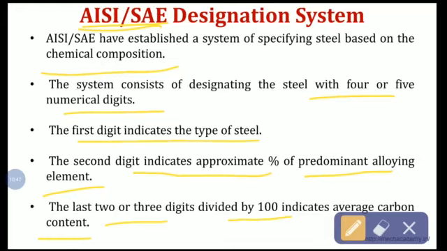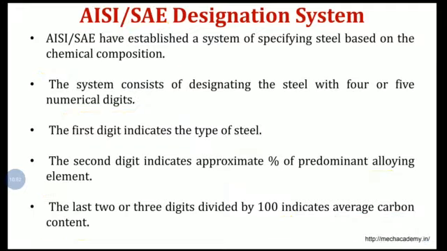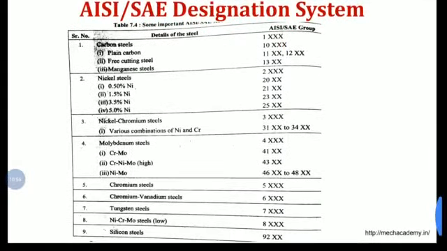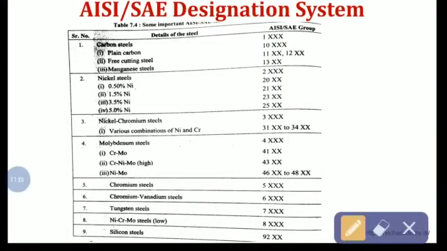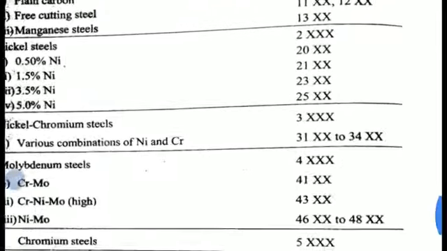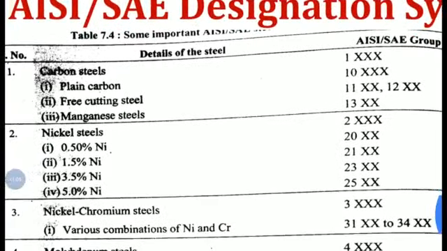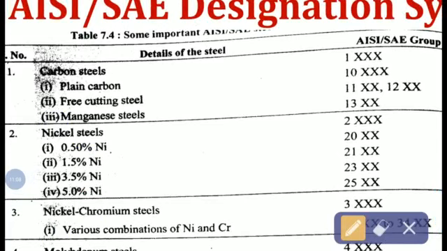Correct. So we'll see the table. So this is AISI SAE Designation System table. So here first you can see carbon steels, correct? Carbon steel is there. So for carbon steel, the first digit is indicated as 1. For plain carbon steel, it is also 1. You check only the first digit, 1, it is 1 for carbon steels, correct?